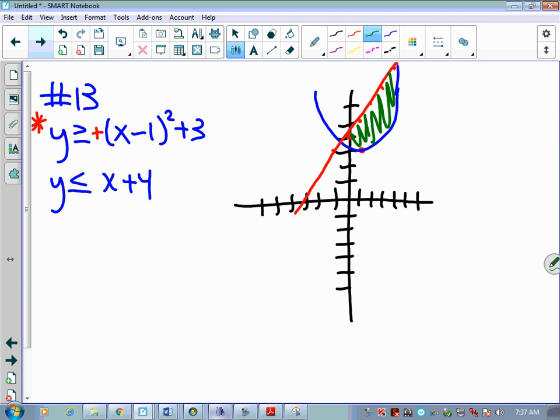But our graph does need to be specific. So your vertex has to be in the right spot. It's got to open up, and then your line has to have the right y-intercept, and it has to have the right slope. Okay, everything needs to work there. So you want to be real specific about your graph.